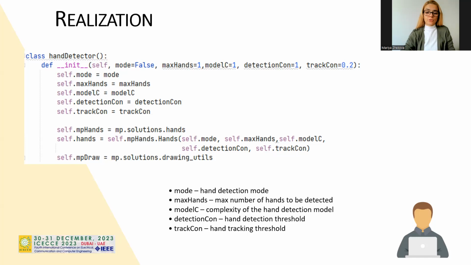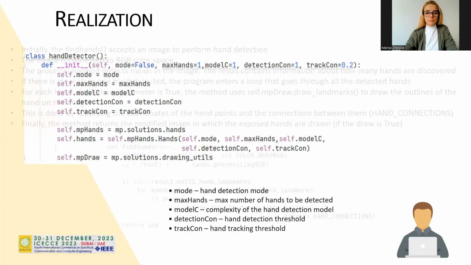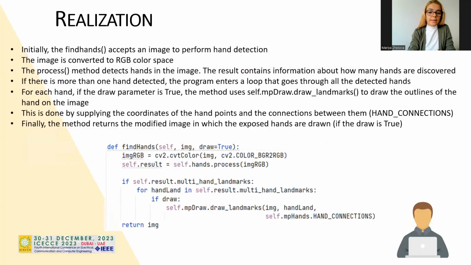After initialization, objects from the MediaPipe library are created to detect hands. This is self.hands, and to draw the result, this is self.mpDraw. According to the described algorithm, the findHands method, as you can see on your screen, calls the hand detection model from MediaPipe and renders the result on a given image. Initially, the findHands function accepts an image to perform hand detection. Then the image is converted to RGB color space. The process method detects hands in the image. The result contains information about how many hands are discovered. If there is more than one hand detected, the program enters a loop that goes through all the detected hands.